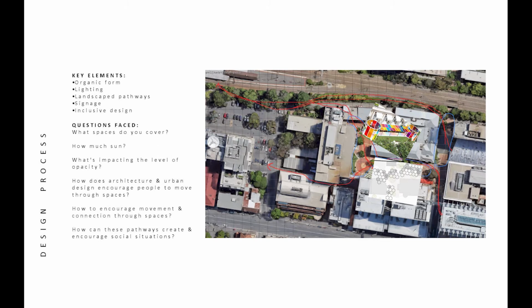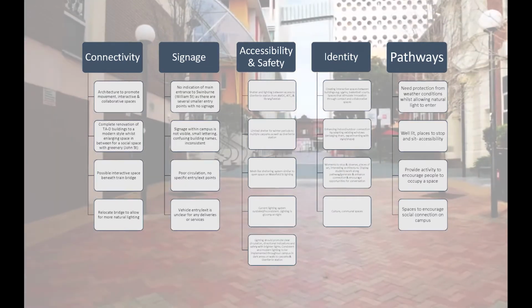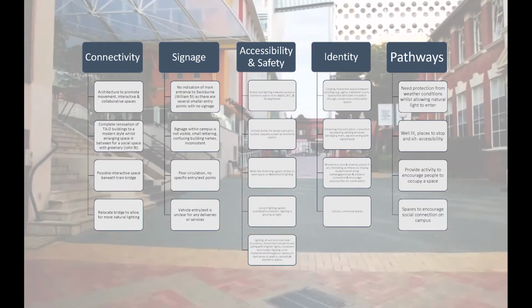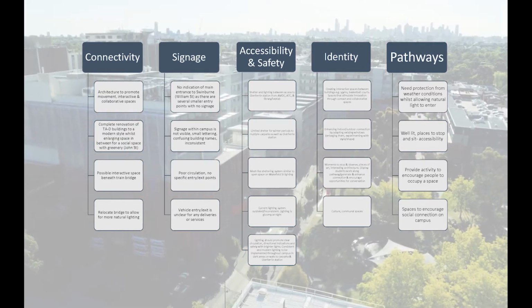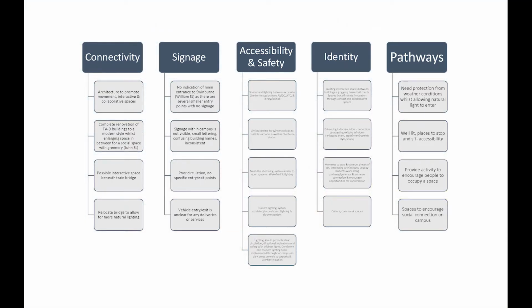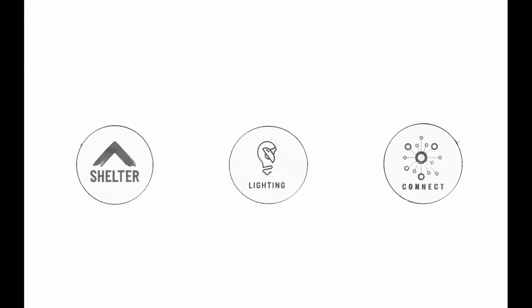With this, we began to question how we could encourage flow and movement through the site by incorporating sheltered ways and lighting. During our research, we looked into the areas of connectivity, signage, accessibility and safety, identity and pathways. Through this, we then established three main categories: lighting, connectivity, and shelter.